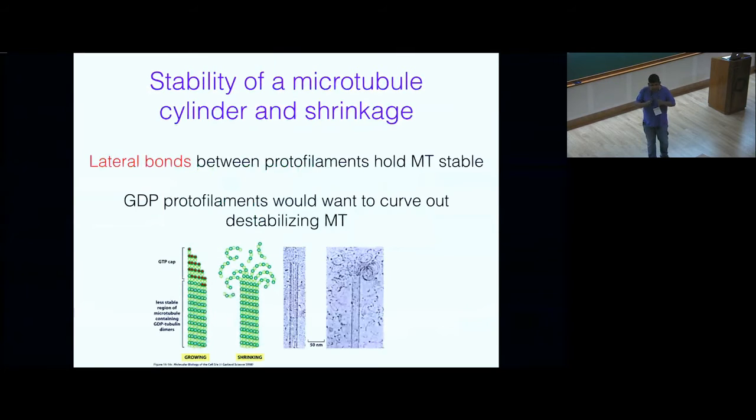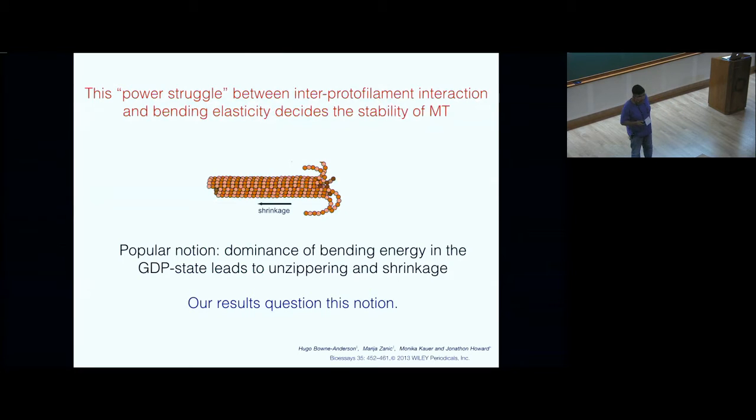We also know that in the microtubule cylinder, the lateral bonds between protofilaments, the lateral interactions, hold the microtubule in a stable state. So the lateral bonds are important. We also know that the GDP protofilaments would want to curve out. If everything is hydrolyzed, this would want to curve out, destabilizing the microtubule. So if you think of a microtubule where all dimers are hydrolyzed, the power struggle between inter-protofilament interaction and bending elasticity is what decides the stability of the microtubule. The popular notion in the literature is that when everything is hydrolyzed, the dominance of bending energy in the GDP state leads to unzippering and shrinkage.